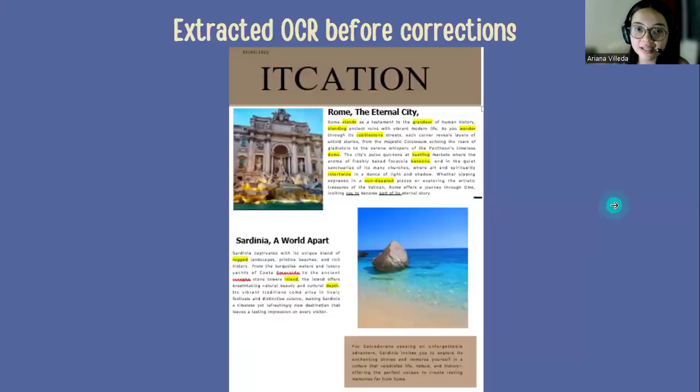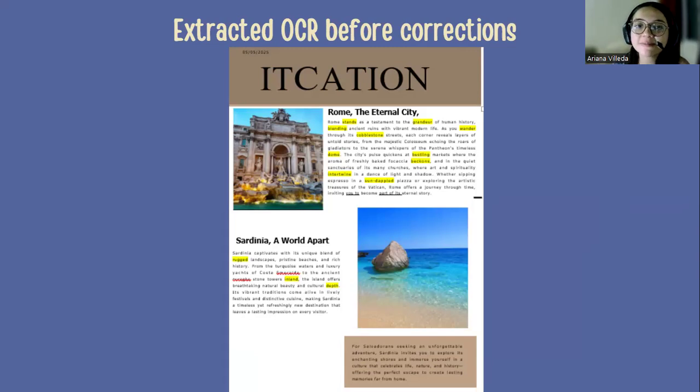After extracting the text, this is the text without corrections, I carefully checked it to correct different errors such as spacing issues, incorrect punctuation, and misrecognized words. For example, sometimes OCR tools confuse letters like L and I, or they mix words incorrectly. For example, the title: it's "Itcation" when originally it was "it's vacation".